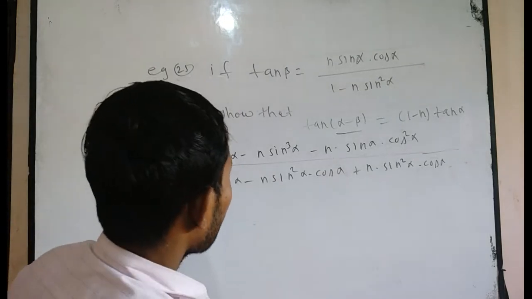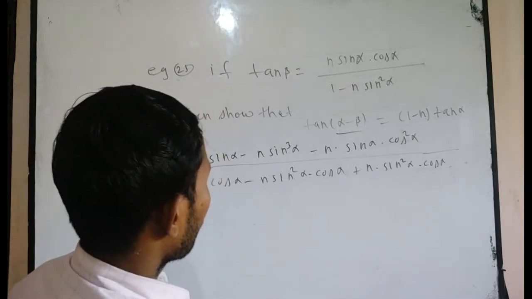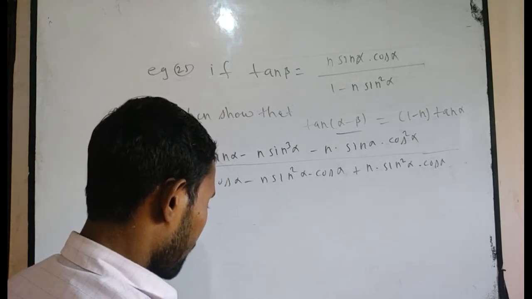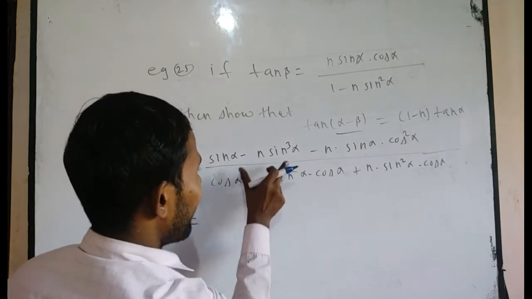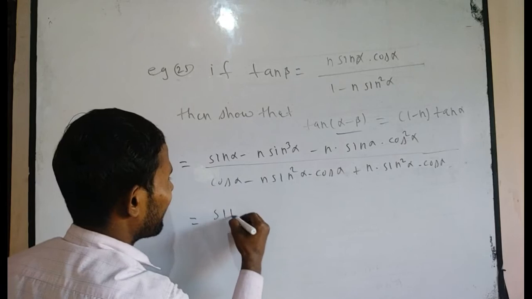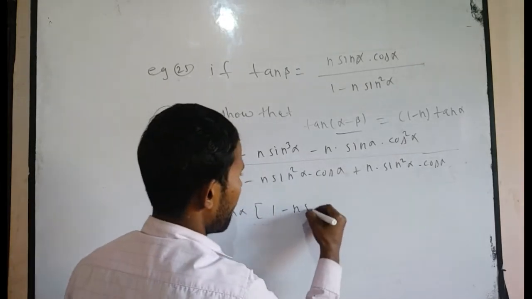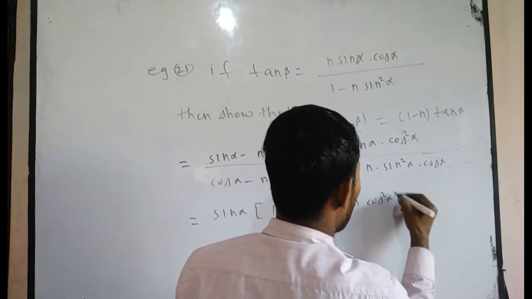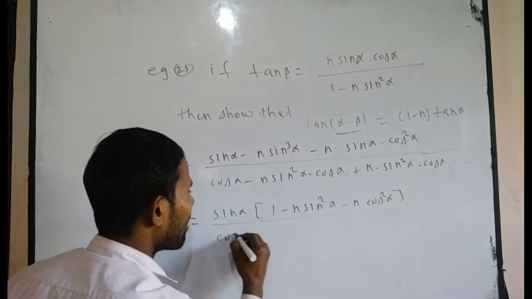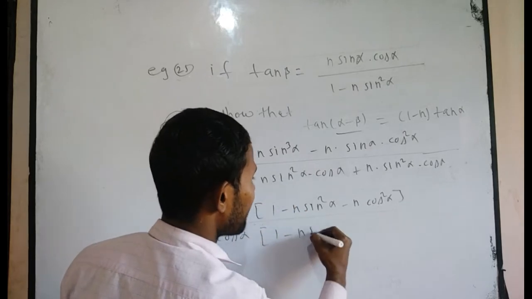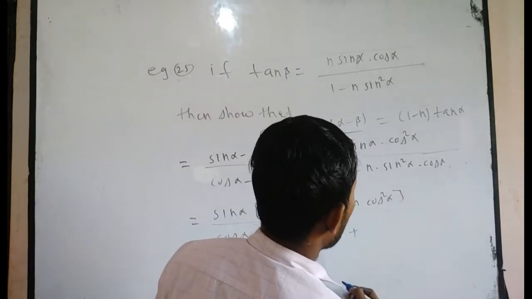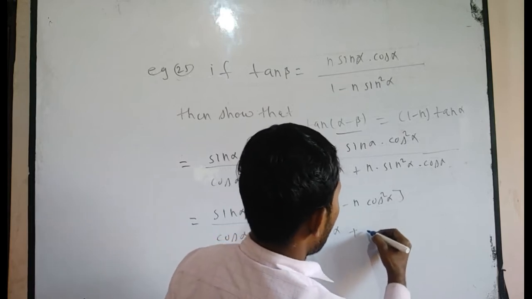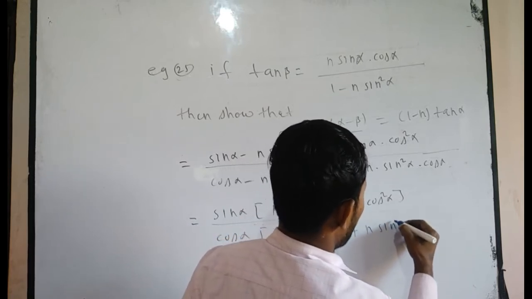Now, if you take sin alpha common from the numerator, you get sin alpha into 1 minus n sin square alpha, and in this expression you get n times cos square alpha, while in the denominator if you take cos alpha common, then you get 1 minus n sin square alpha plus n sin square alpha.